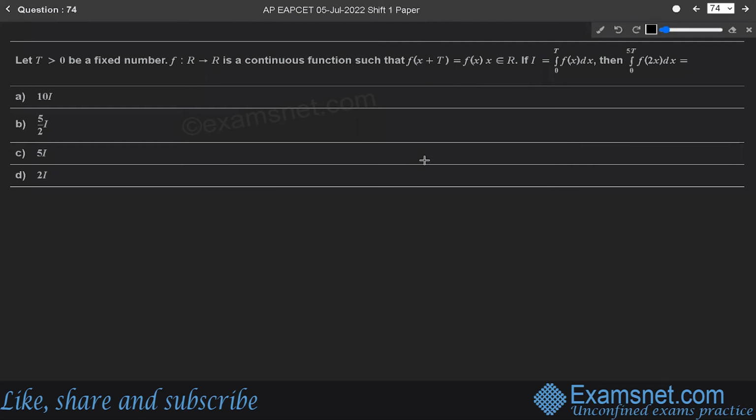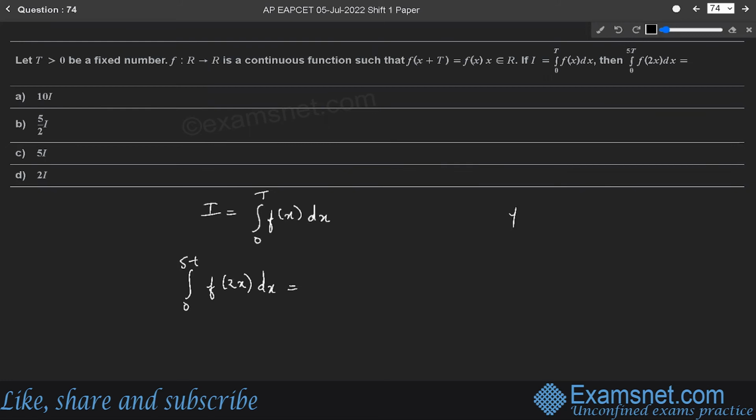Next question is, let t greater than 0 be a fixed number. A function f: R → R is a continuous function such that f of x plus t is equal to f of x, where x belongs to R. If I is equal to integral of 0 to t f of x dx, then integral of 0 to 5t f of 2x dx is equal to.